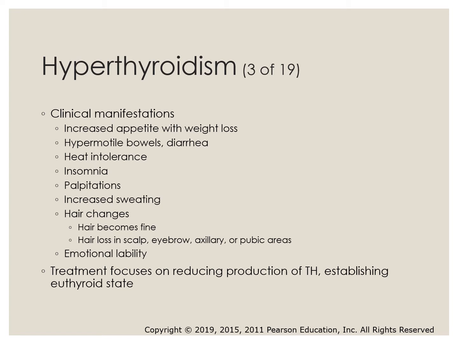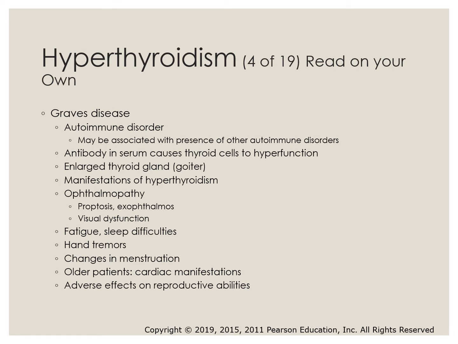Treatment of hyperthyroidism focuses on reducing the production of thyroid hormone by the thyroid gland, thus establishing a euthyroid or normal thyroid state, and preventing or treating complications. Depending on the patient's age and physical status, medications, RAI therapy, or surgery may be used. And the RAI is that radioactive iodine isotope. What they'll do is they'll kill off the thyroid so it'll quit making an overproduction of thyroid hormone, and then you have to be on medicine to make sure you're getting the proper amount.